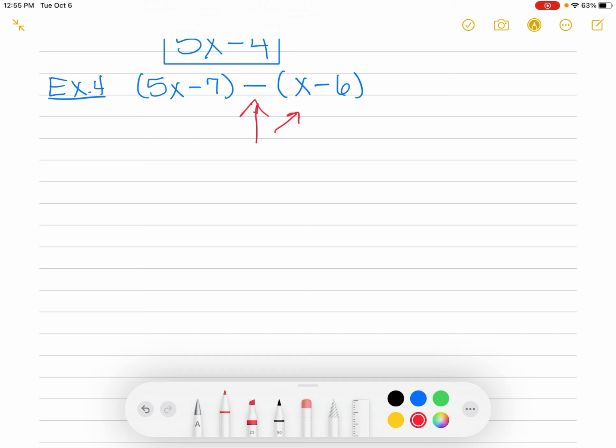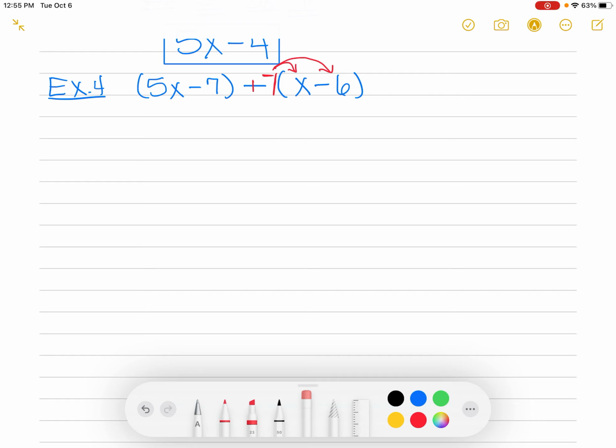So just think about it like this. If I change the minus to a plus and a negative, then it would look like this. And now that negative sign needs to be distributed out. You can also think about it like a negative 1 is sitting in front of that parentheses.